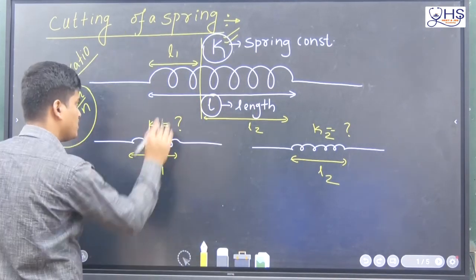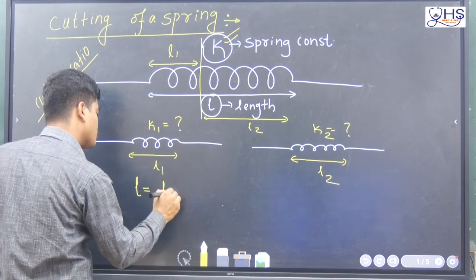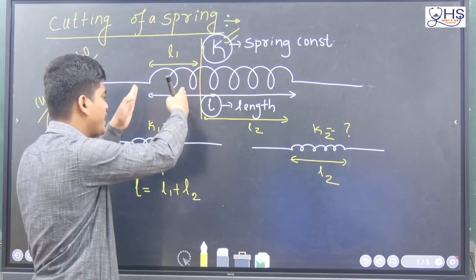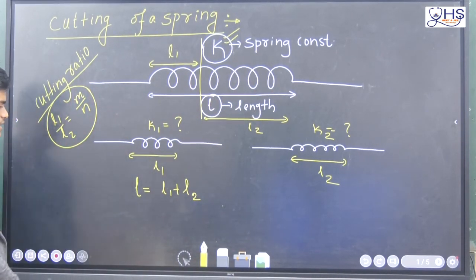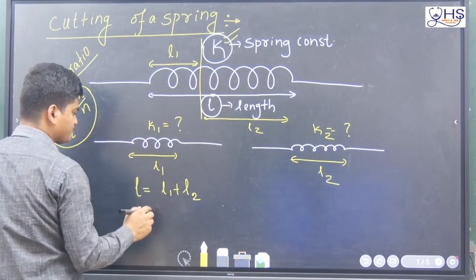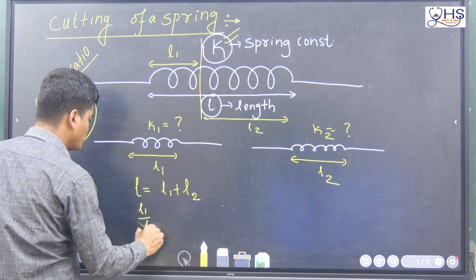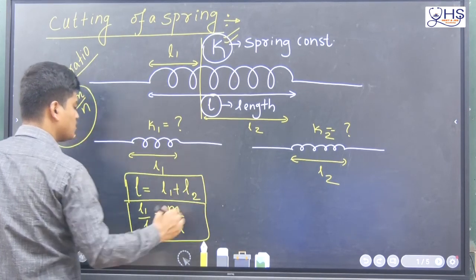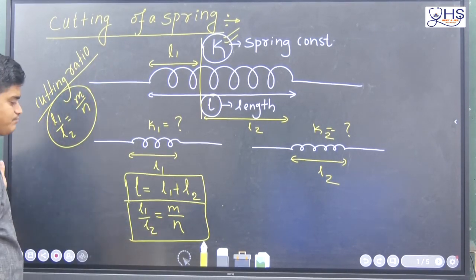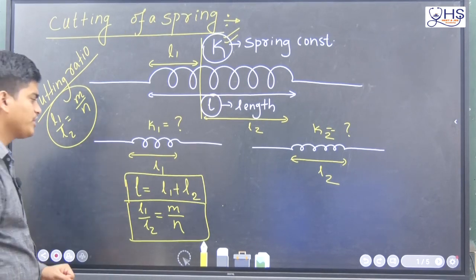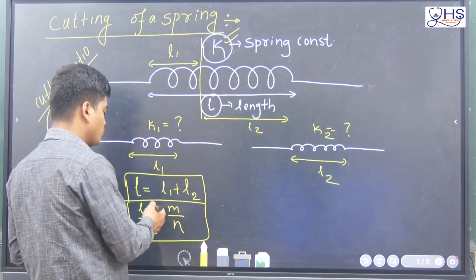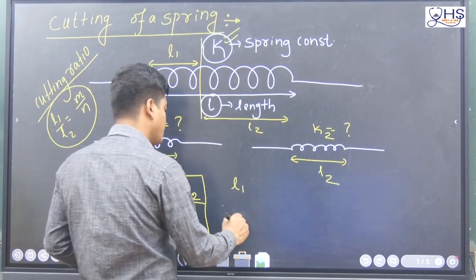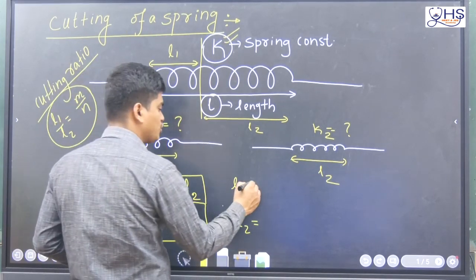Now listen, this L is how much? This L is nothing but L1 plus L2. So the total length is L1 plus L2, and we know that L1 by L2 is nothing but M by N. So L equals L1 plus L2, and L1 by L2 equals M by N. These are the two relations, and from these two relations we need to find L1 in terms of M, N and L, and L2 in terms of M, N and L.